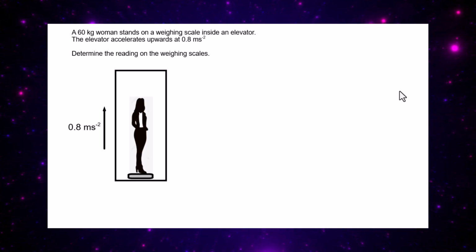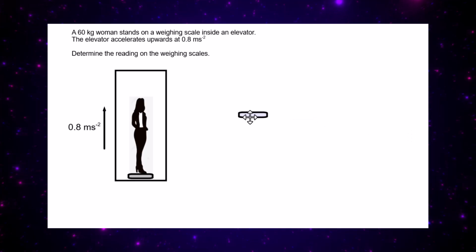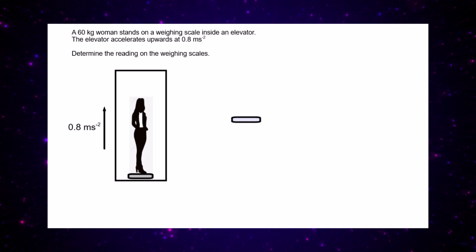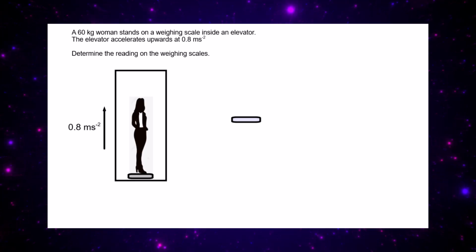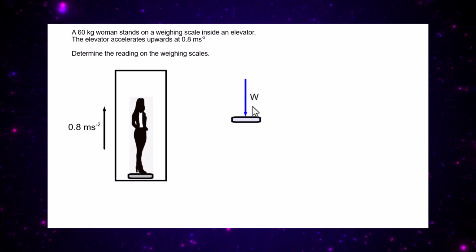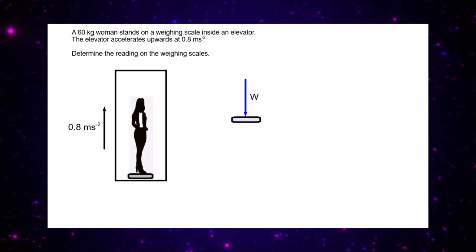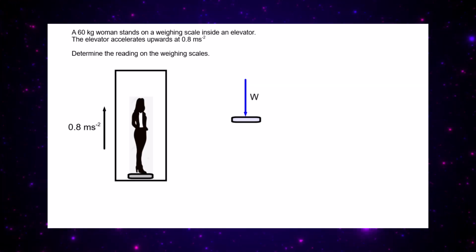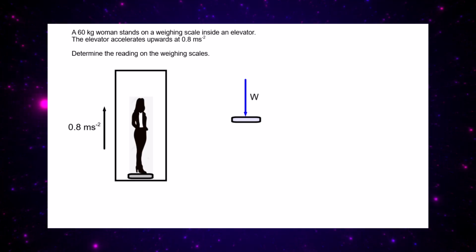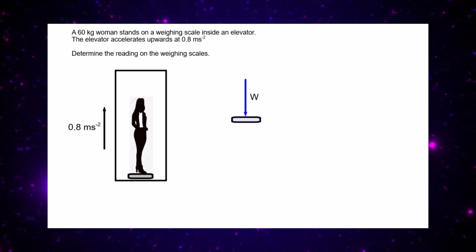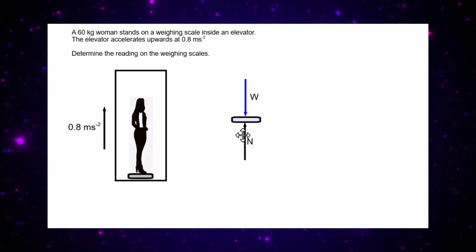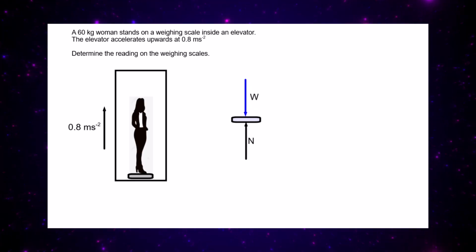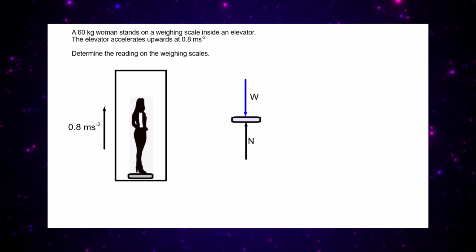Now, to do that, we must identify the forces acting on the weighing scale themselves. That's the weighing scale represented there, and the first force acting on the weighing scale is indeed the woman's weight, W. And we know that W equals mass times gravity. Now, the other force acting on the weighing scale is the force due to the floor pushing up onto the weighing scale, and that's the normal force, which we call N, like that. And it's this N which is going to give rise to the reading on the weighing scale.